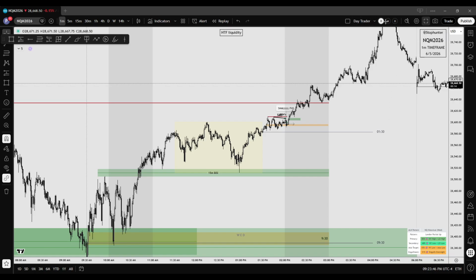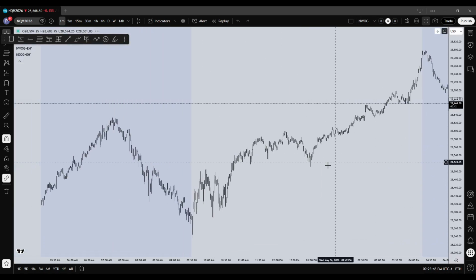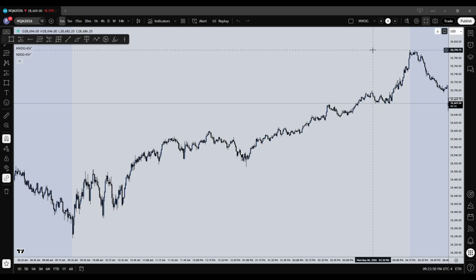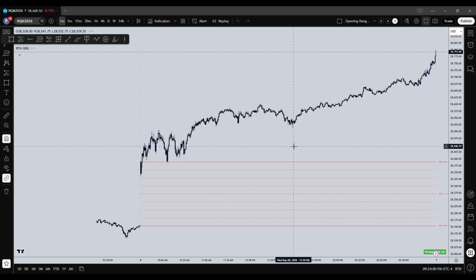Another very important thing is that we go onto New Week Opening Gap. This is just a separate tab that I have that only has New Week Opening Gaps, to see where the New Week Opening Gaps are. Is there any New Day Opening Gap or New Week Opening Gap that I should be paying attention to? No. Then more importantly, I pay attention to the opening range gap.